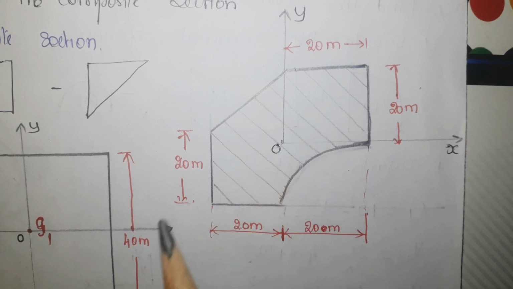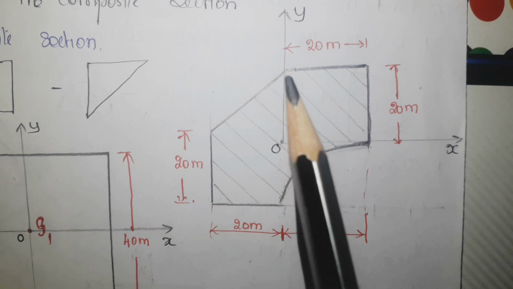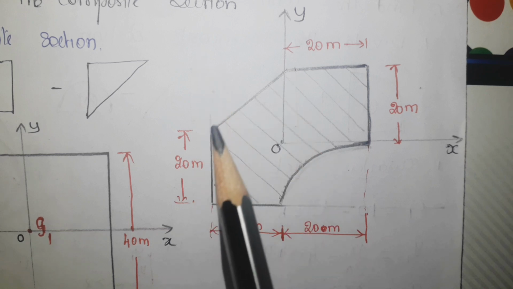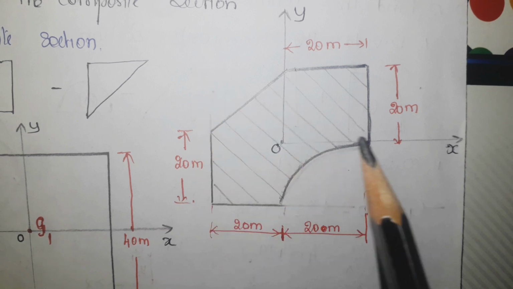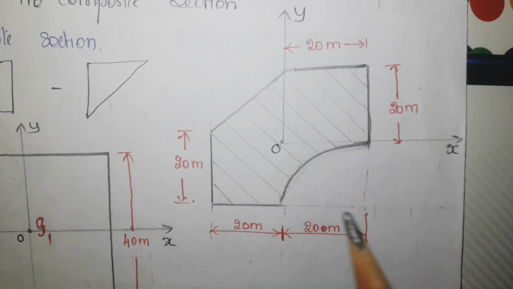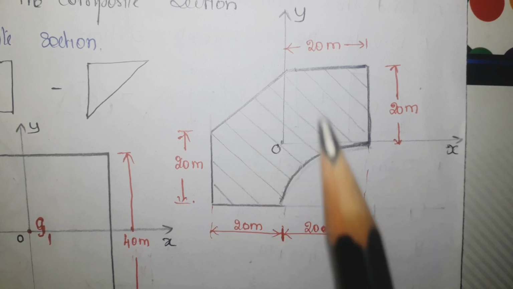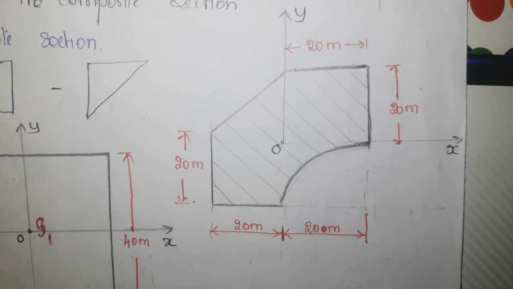If you look at my previous problems, the y axis will pass through the left extreme edge. Similarly, the x axis will go through the bottommost edge. This is what we discussed in the previous problems. But here, these two are passing through the geometric center of the object. This is the first difference.